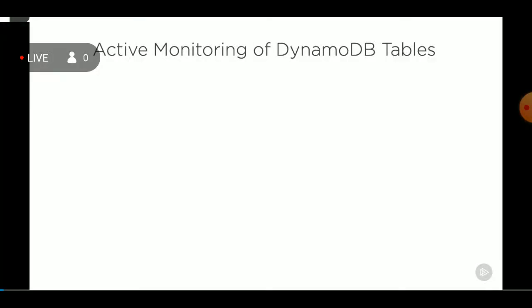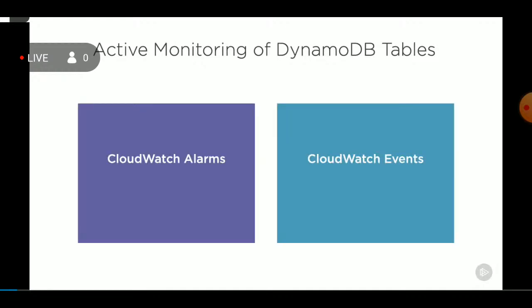We previously learned that there are two types of monitoring, active and passive. Now let's talk about actively monitoring our tables. We can use CloudWatch alarms and CloudWatch events. These are two completely different solutions in what they are trying to accomplish.